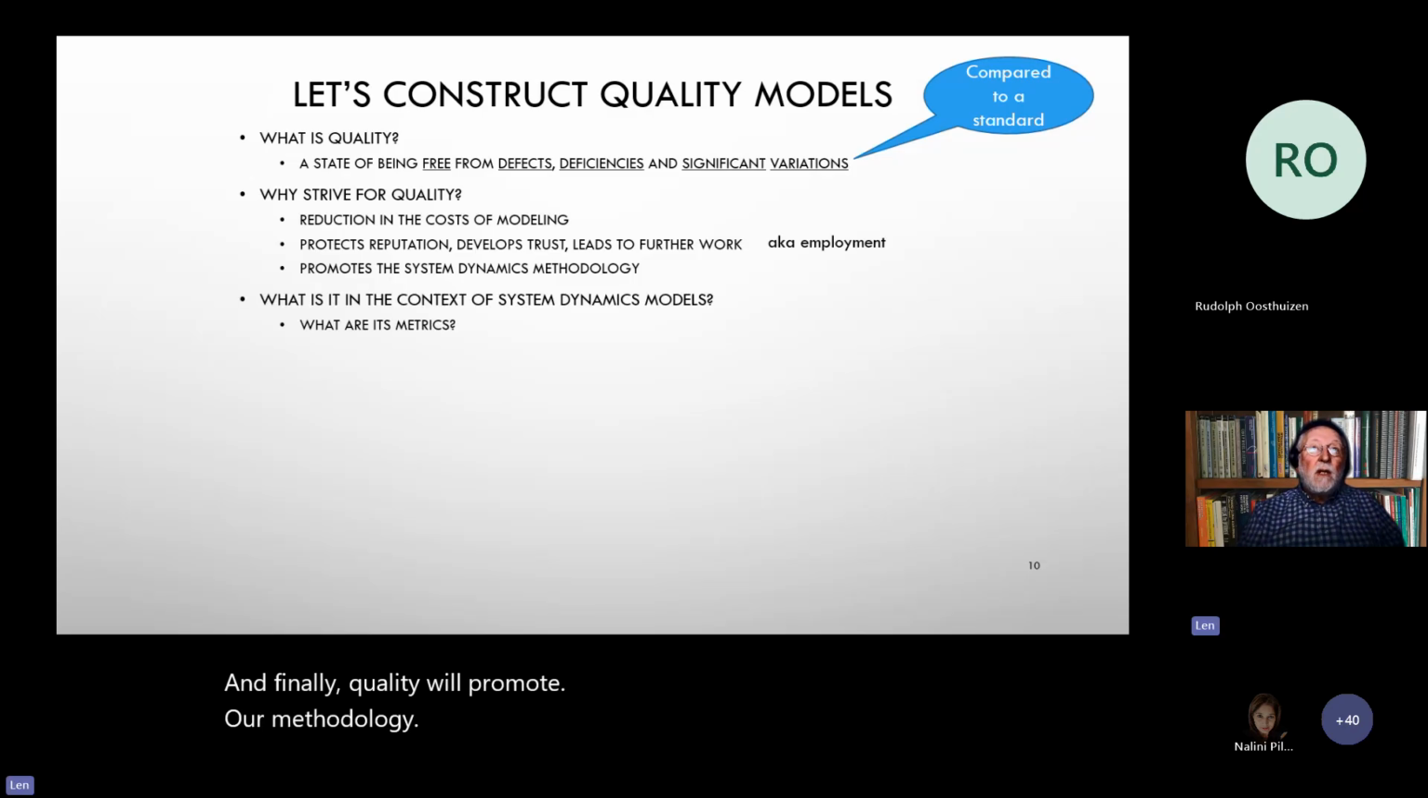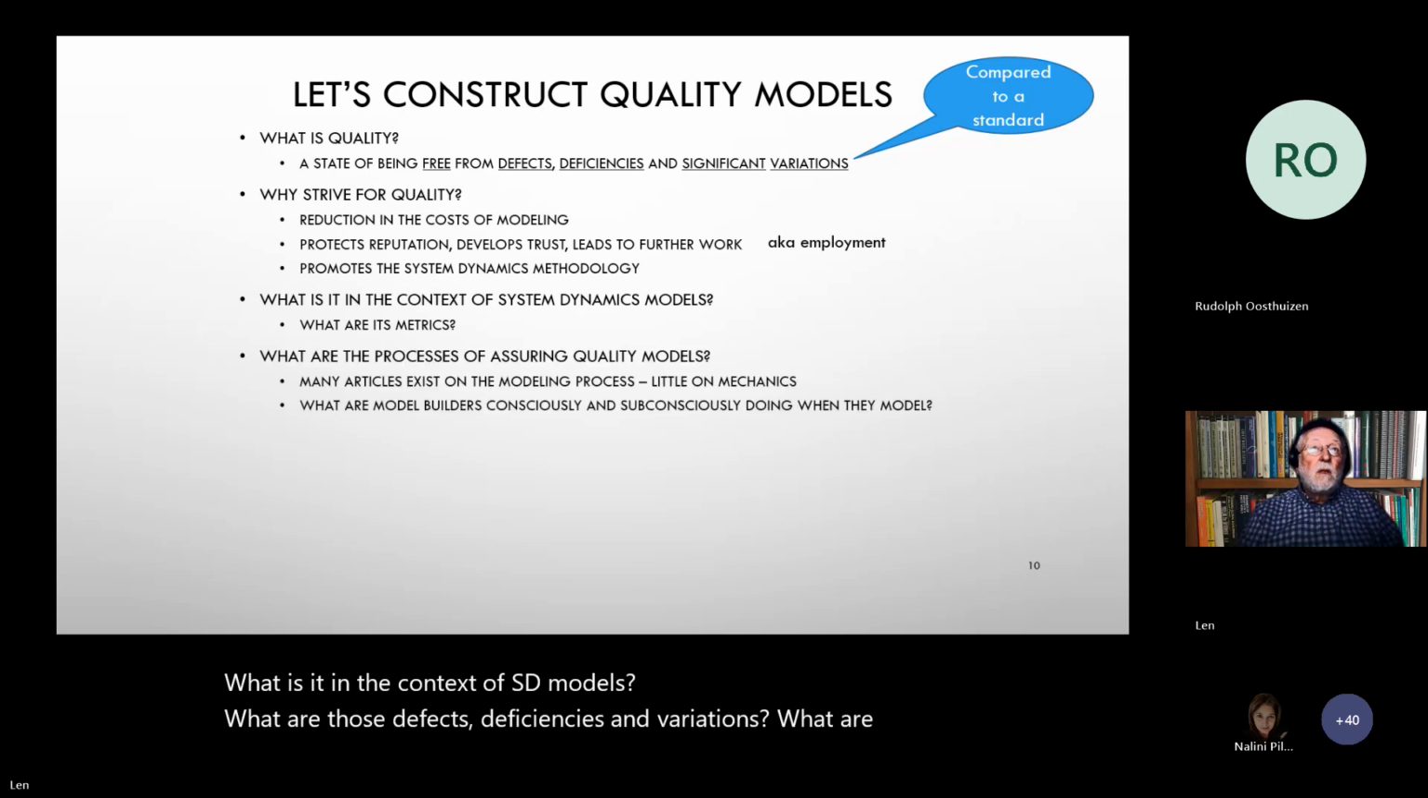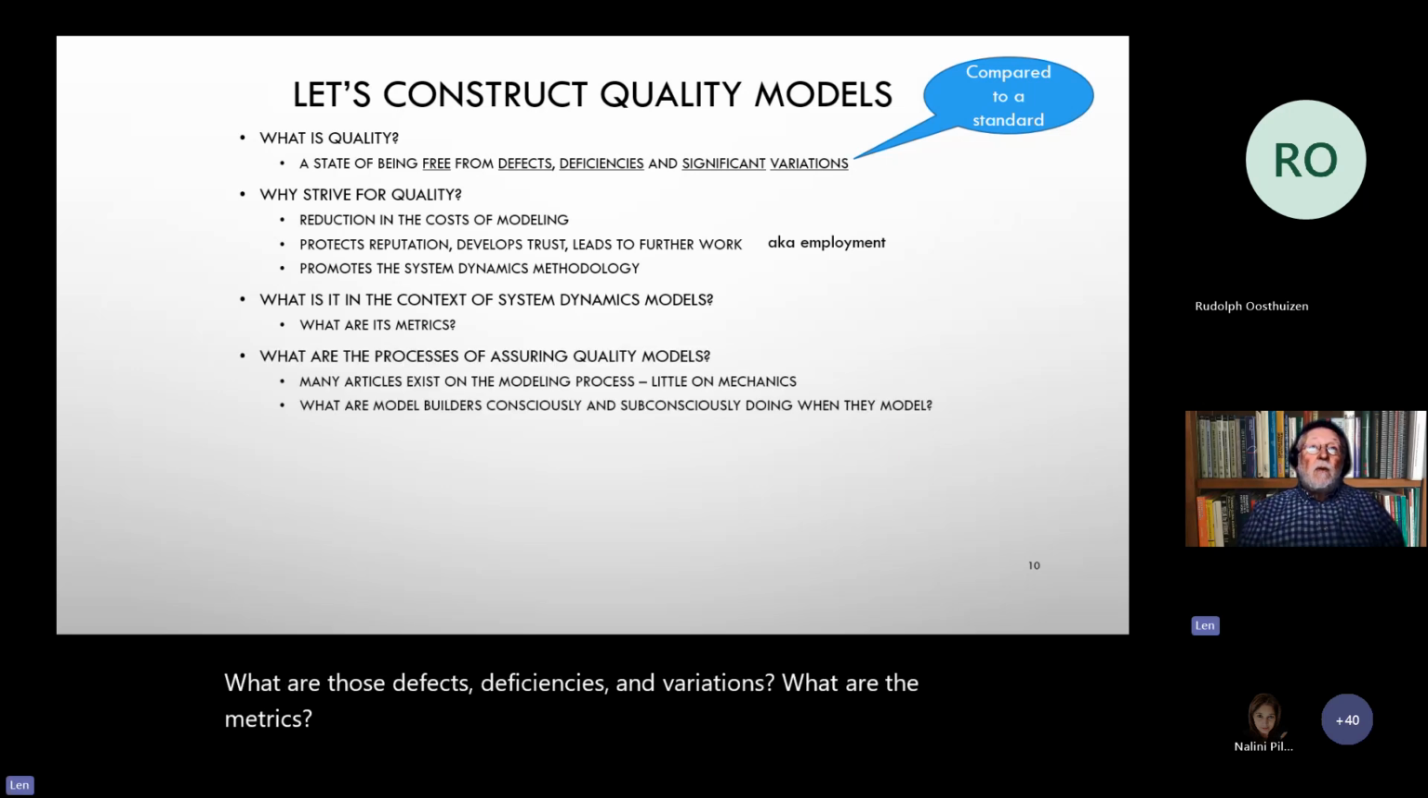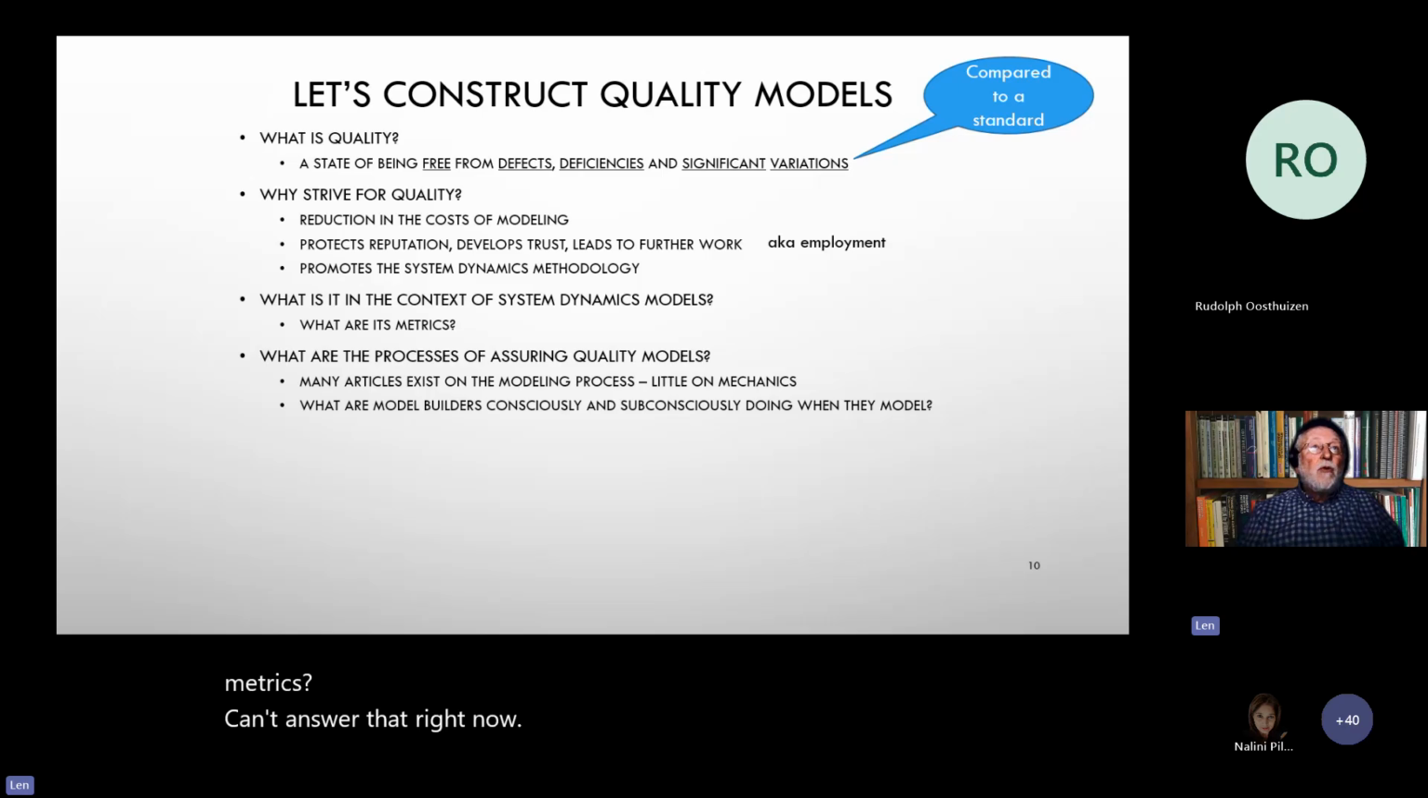What is it in the context of SD models? What are those defects, deficiencies, and variations? What are the metrics? Can't answer that right now. Are there processes that would assure quality modeling?